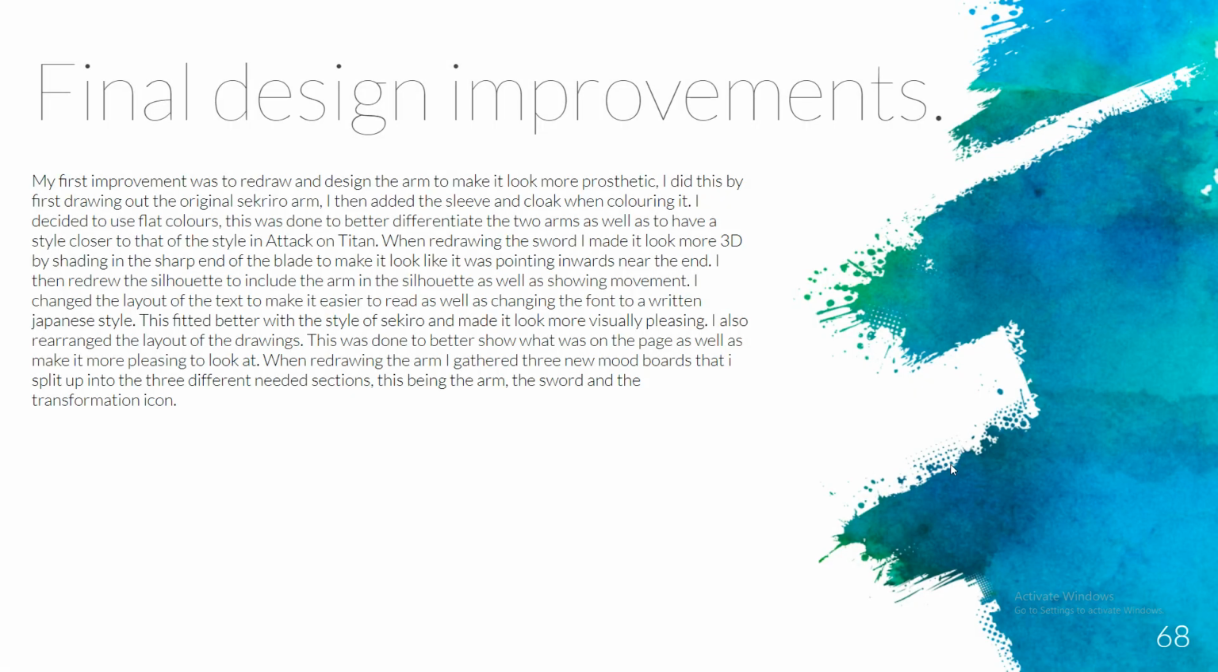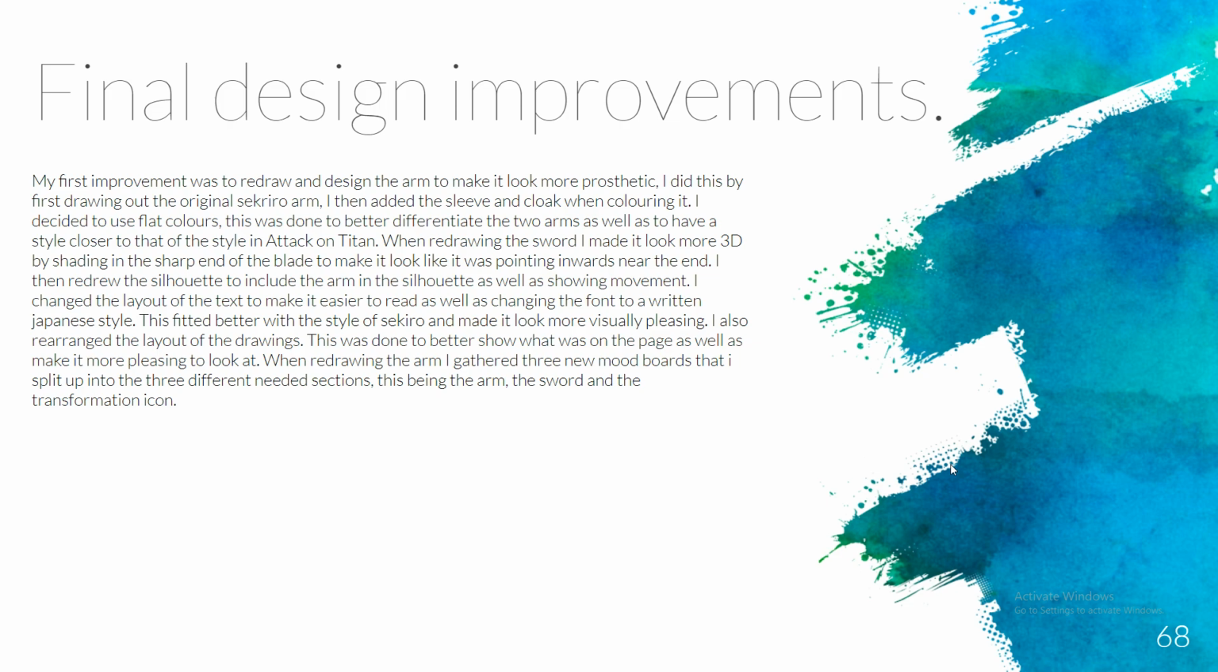Final design improvements. My first improvement was to redraw and design the arm to make it look more prosthetic. I did this by first drawing out the original Seiko arm and then adding the sleeve and cloak when colouring it. I decided to use flat colours. This was done to better differentiate the two arms, as well as have a style closer to the style in Attack on Titan. When redrawing the sword, I made it look more 3D by shading in the sharp end of the blade to make it look like it was pointing inwards near the end.